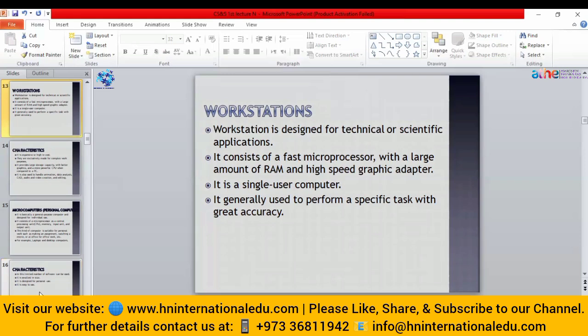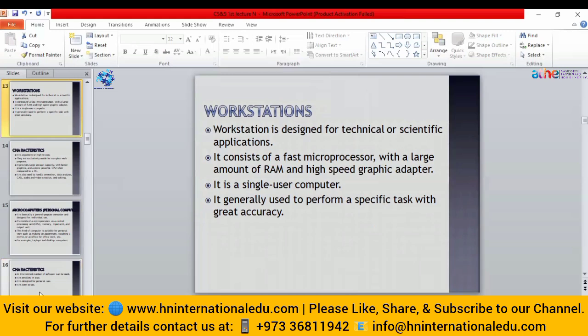Workstations are designed for technical or scientific applications. They can be used for a specific task only. Our personal computers are general purpose computers. We can do calculations, we can run videos, we can play sounds, we can make pictures, we can do editing. So multiple tasks can be done on our personal computers. But workstations are computers that are dedicated to a specific task.